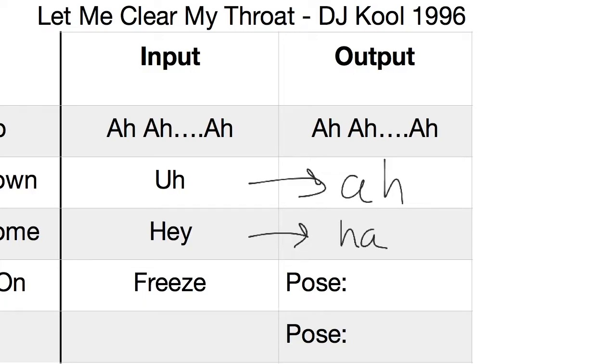So we can think of this as a function because every input has exactly one output. DJ Kool was a master at what he did, so he let the audience know exactly what to do based on what they heard. So if he said it, they knew to say ah, and there was no confusion about that. They all responded immediately.